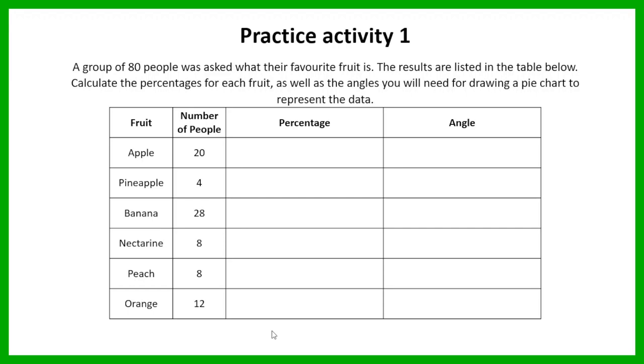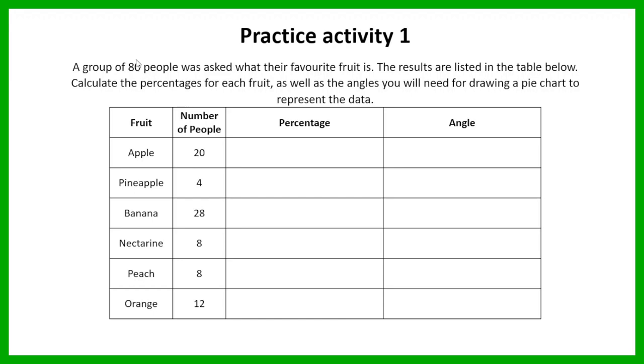Okay, so when you draw a pie chart, you need to fill in the percentage for each of the different categories. So that's why you're going to have to work out the percentages here. But you also need to know what angle to use when you're drawing the pie chart. So it's important to know how to do that. So I'm going to quickly show you how we do this. We have already learned about working out percentages.